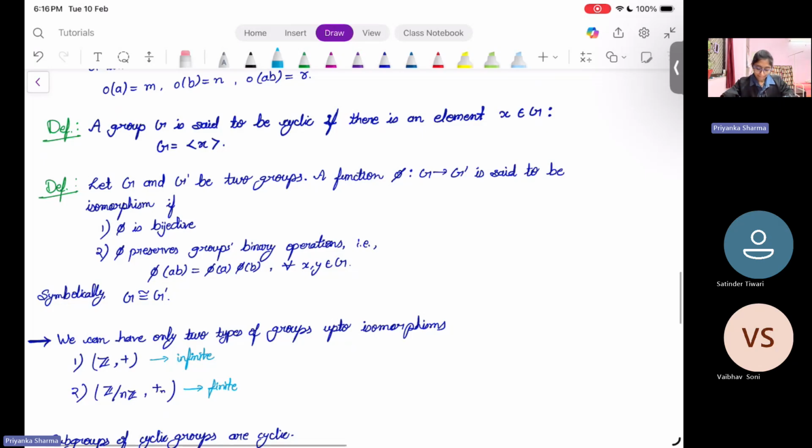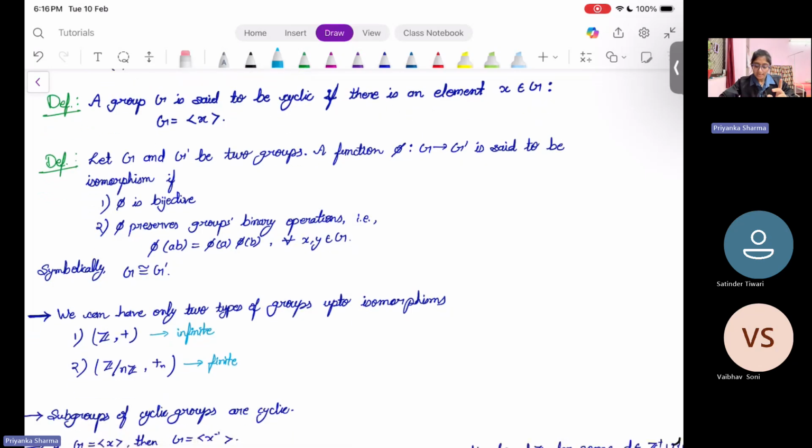And now, what is an isomorphism? Suppose we have two groups, G and G dash. Then a function phi from G to G dash is said to be an isomorphism if phi is a bijection, that is, it is one-one and onto. And secondly, this phi preserves the binary operations of both groups, that is, phi of AB is phi of A, phi of B.